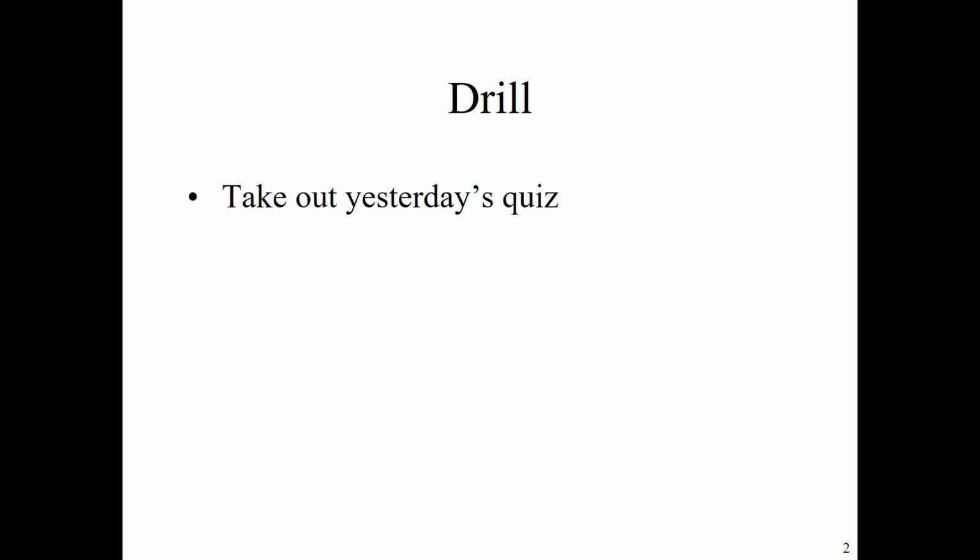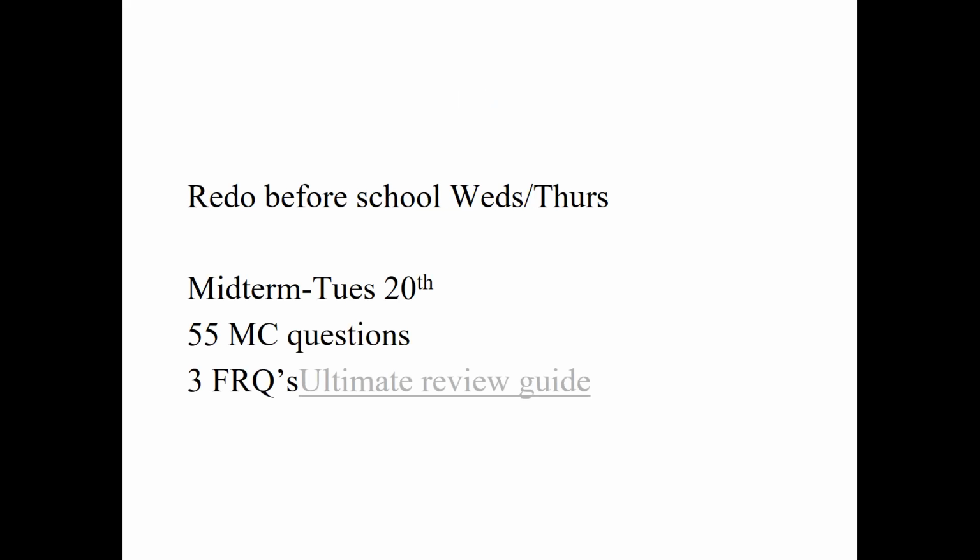All right, so redos will be before school Wednesday or Thursday. If you cannot figure out how to get here Wednesday or Thursday morning, talk to me and we'll figure something out during the day. Because I'm doing the review for the midterm after school every day. Your midterm will be about 55 multiple choice questions. I think it's 55, 3 FRQs. All right, for those at AB, have you looked at the ultimate review guide yet? Okay. You're gonna wait till after the midterm? No, I'm just giving you a hard time, AB.